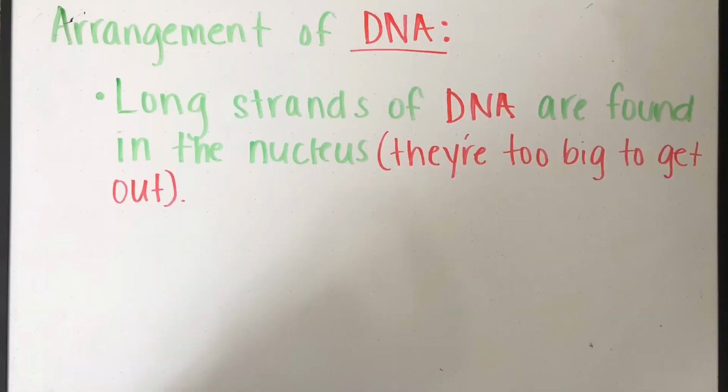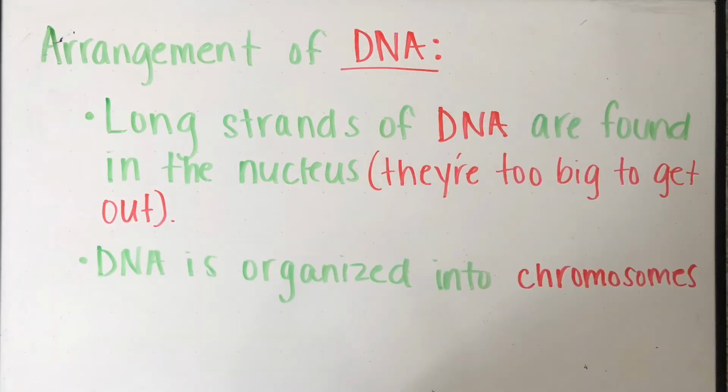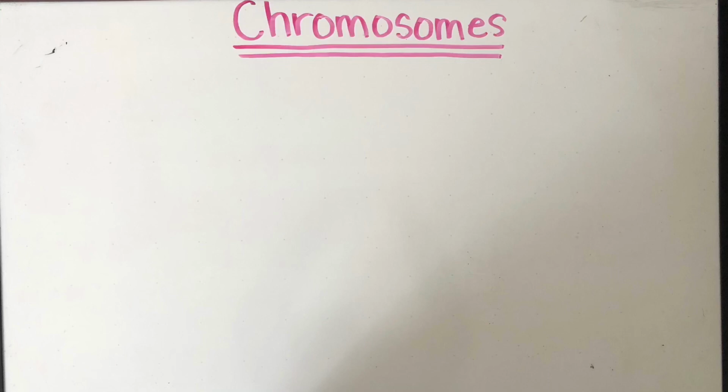Long strands of DNA are found in the nucleus because it's too big of a molecule to get out of the nuclear pores. DNA is organized into chromosomes, and in humans there are 46 of them in a regular body cell. Now let's talk about chromosomes.